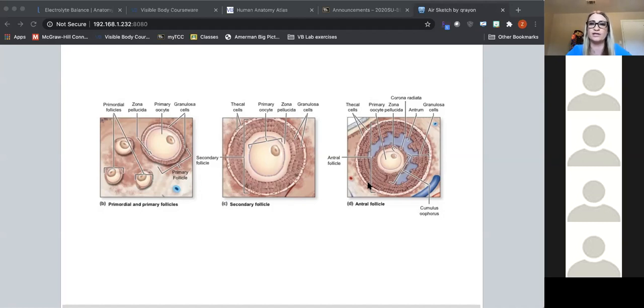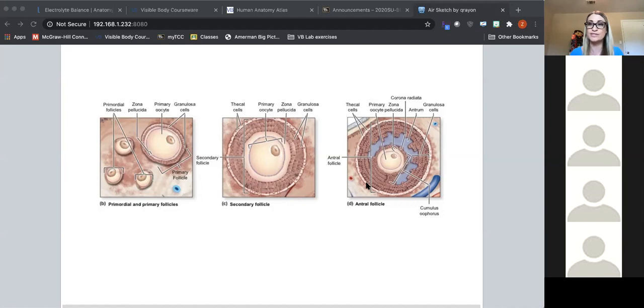Then they will mature into a secondary follicle. The secondary follicle still has a primary oocyte inside. What's happening to that oocyte is there are some genetic changes there. What that means is that meiosis 1 continues now, but it hasn't divided yet. And the granulosa cells around this oocyte multiply, so the layer of these cells becomes larger.